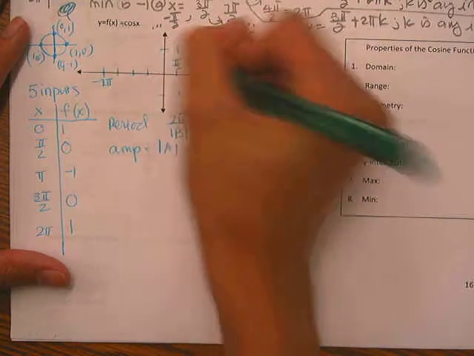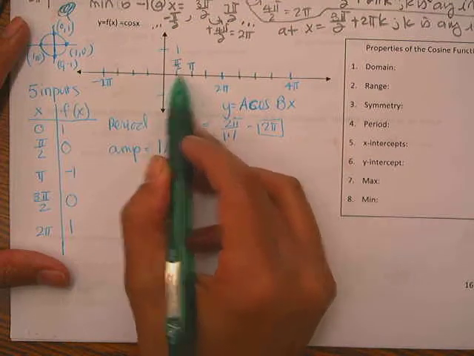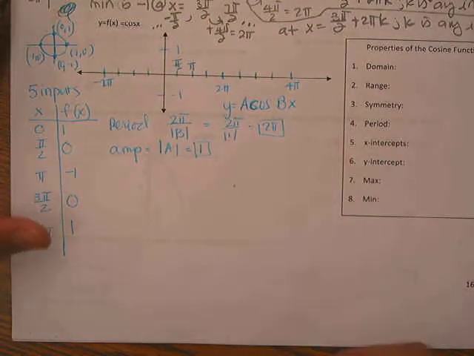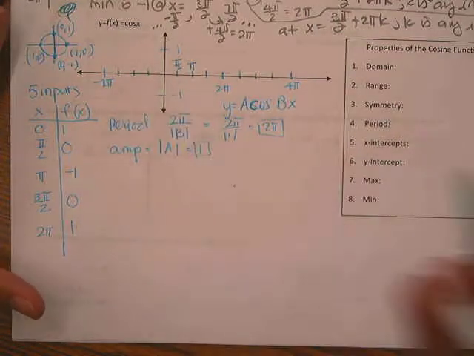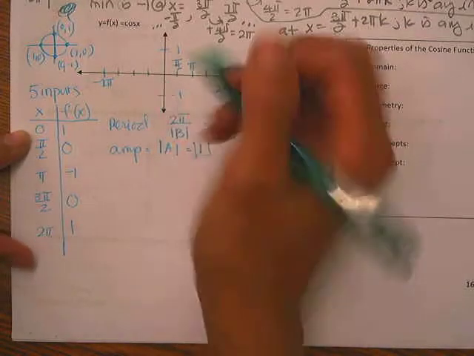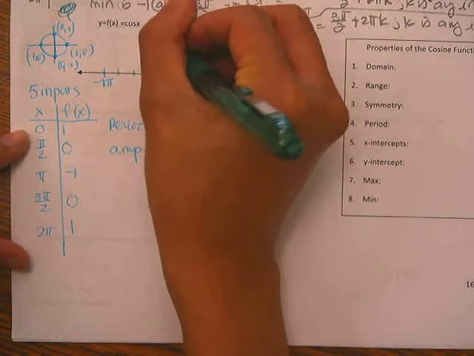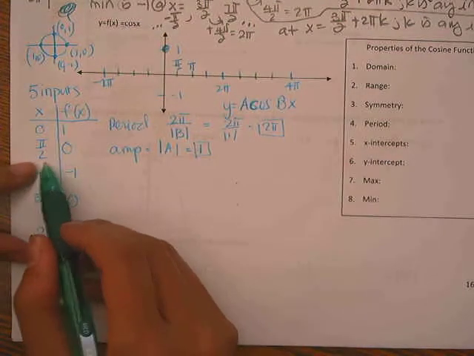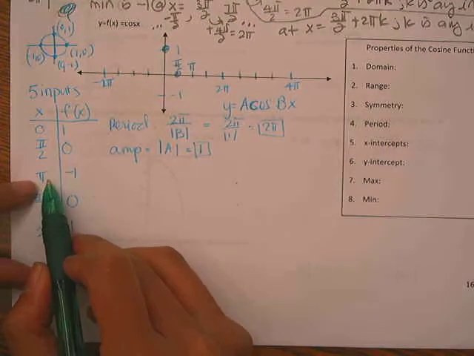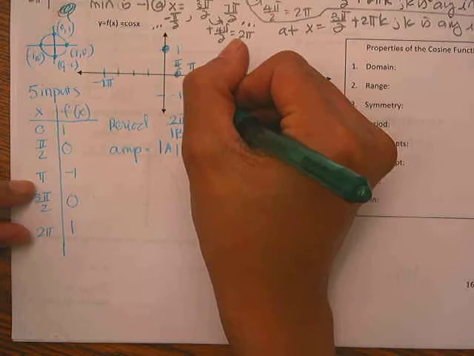So each tick mark is worth a pi over 2 radian or unit, okay? In this case, your unit measurement is radian. So when the input is 0, y is going to be 1. When the input is pi over 2, output is 0. So pi over 2 is here. When the input is pi, output is negative 1.